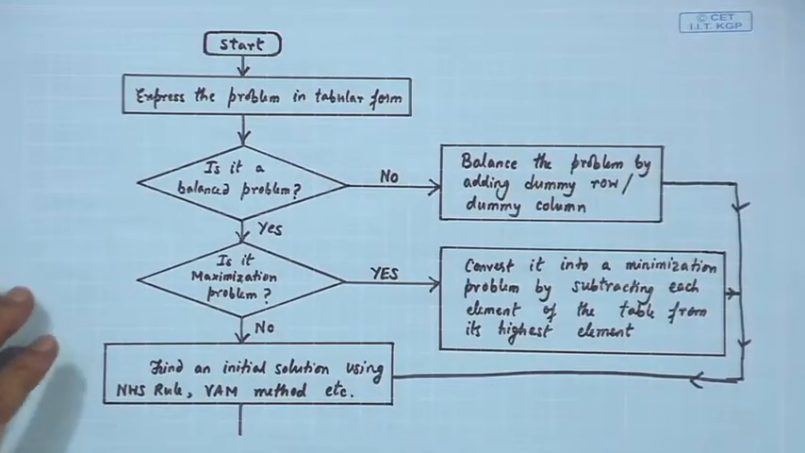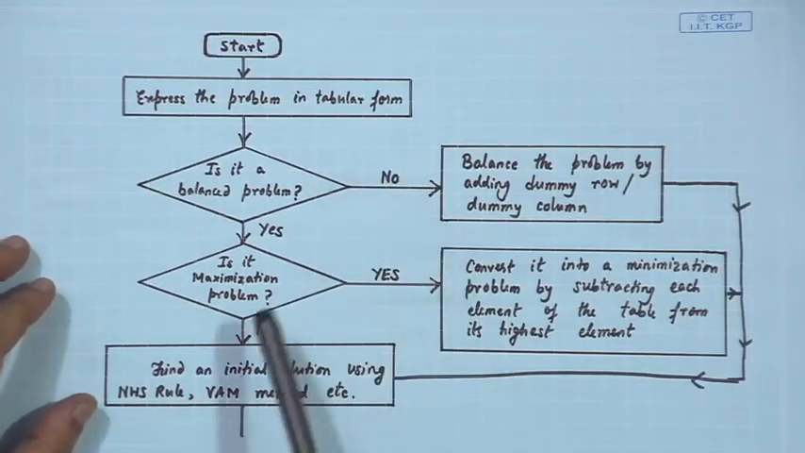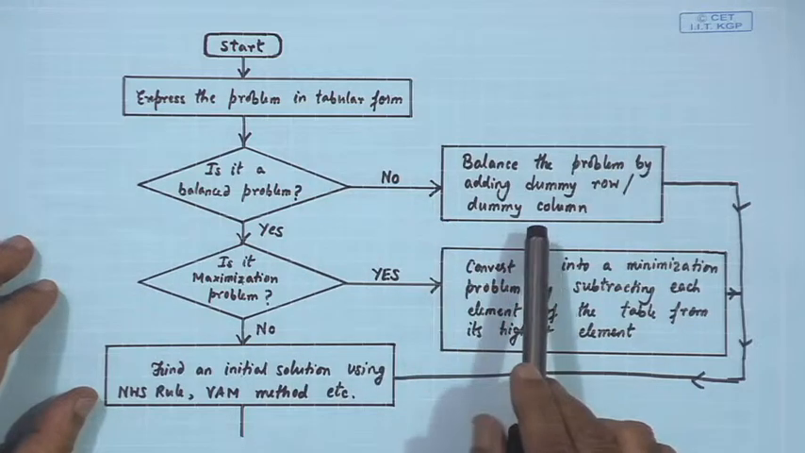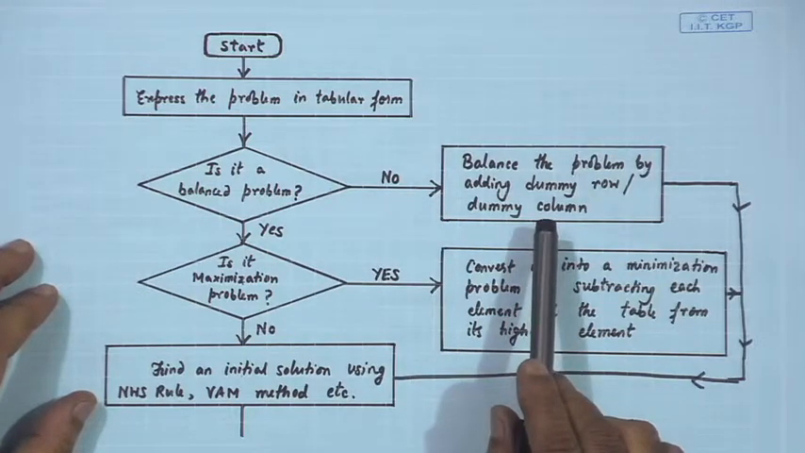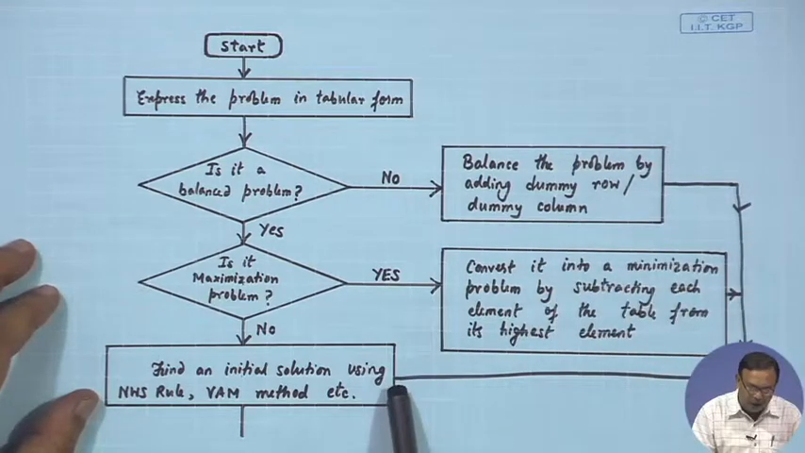Then I can use the dual variables u i and v j, and ultimately I will calculate u i plus v j minus c ij. So, let us discuss this thing using the flow chart. You start the problem, express the problem in tabular form. If it is not a balanced problem, then transfer it into a balanced problem, adding dummy row or dummy columns, and come to this place.